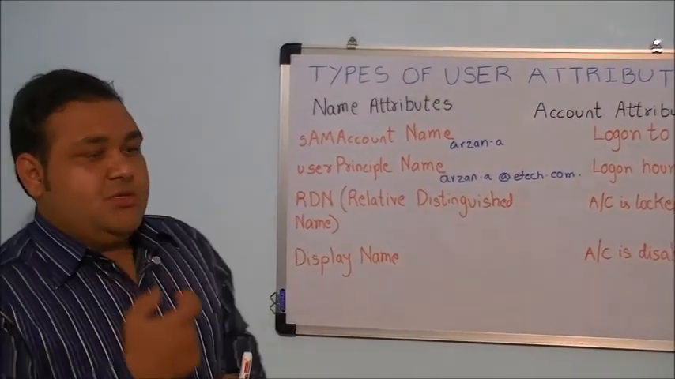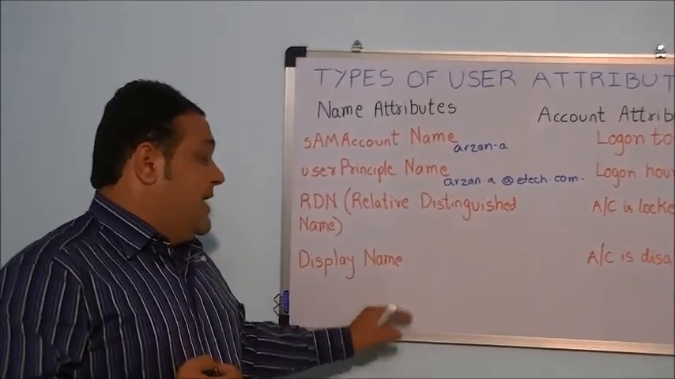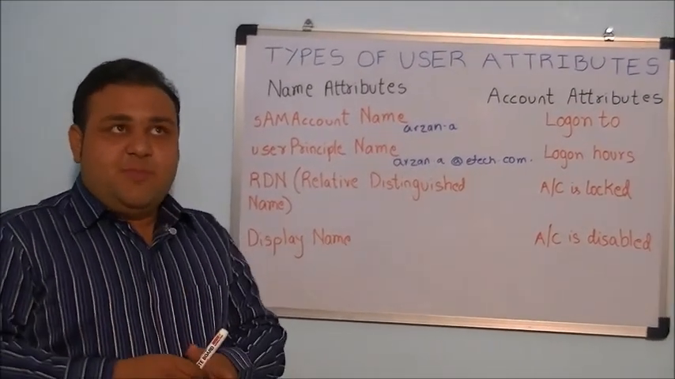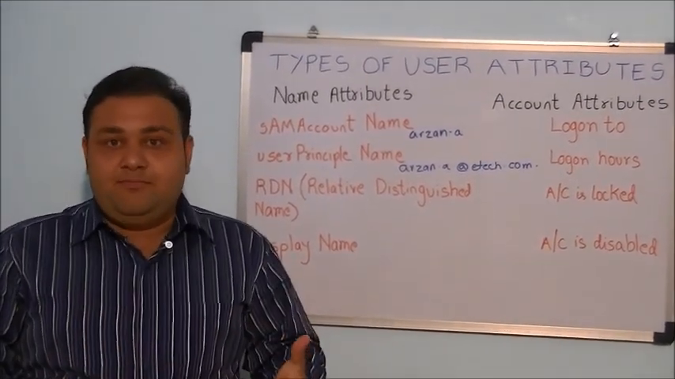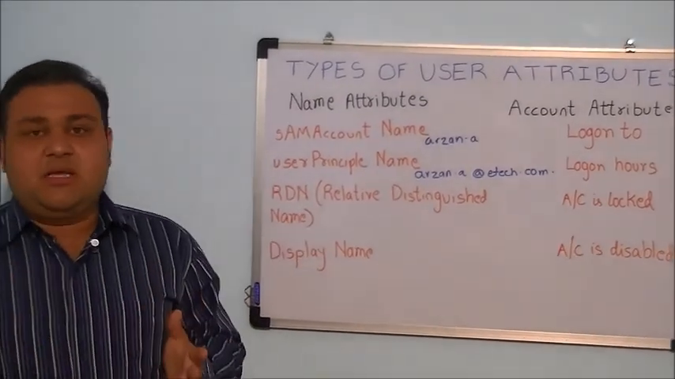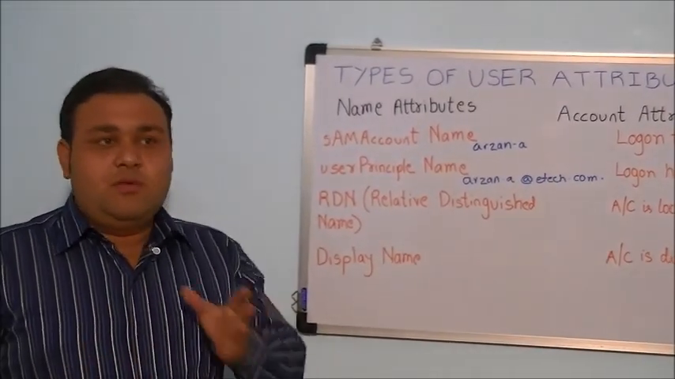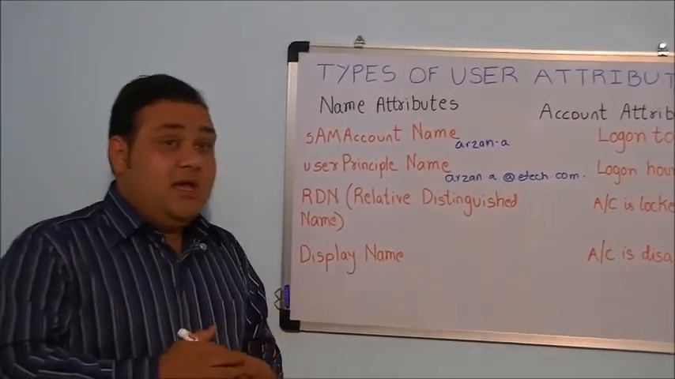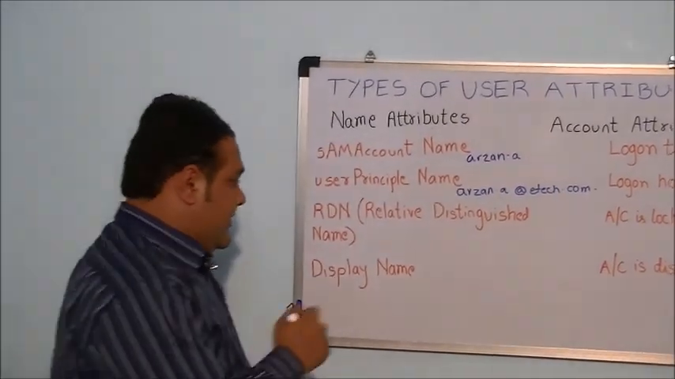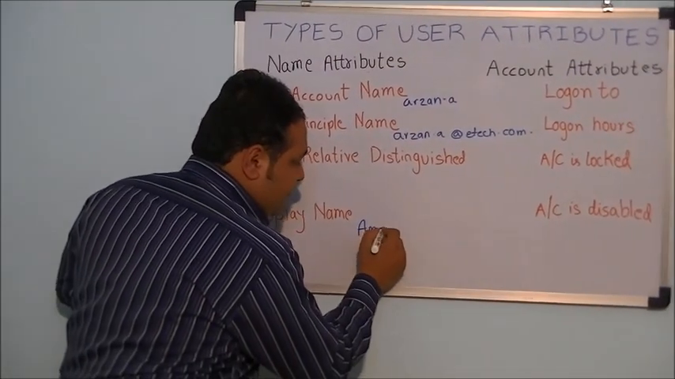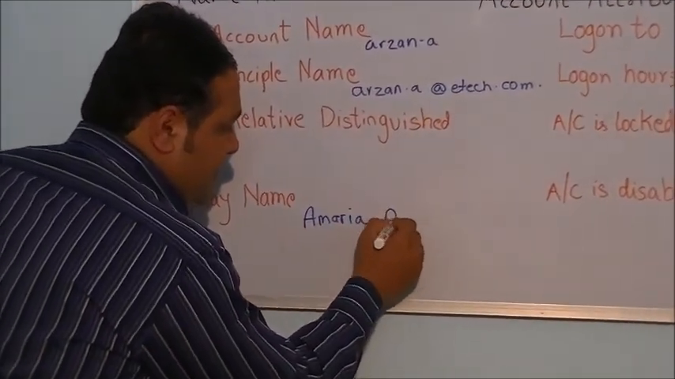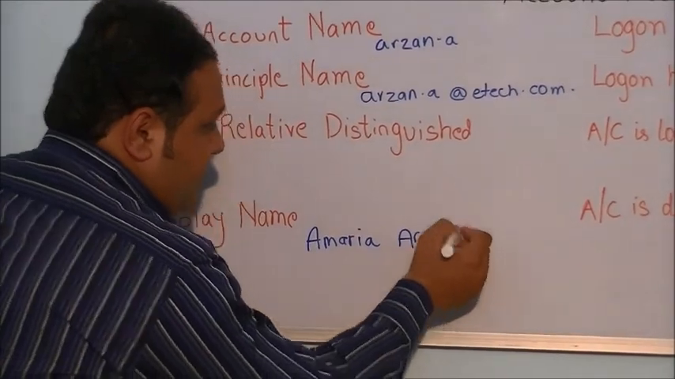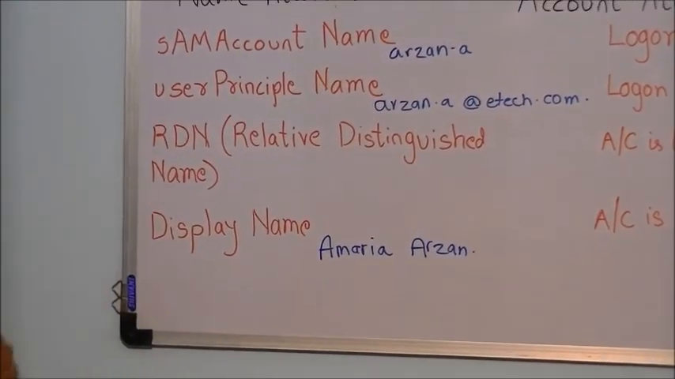Due to which, a user account also has a display name associated with it. A display name might comprise a full name, first name, comma, last name, or any type of pattern that can be followed. Over here, I am using last name first. So it can become my last name and then my first name. So this was about the name attributes.